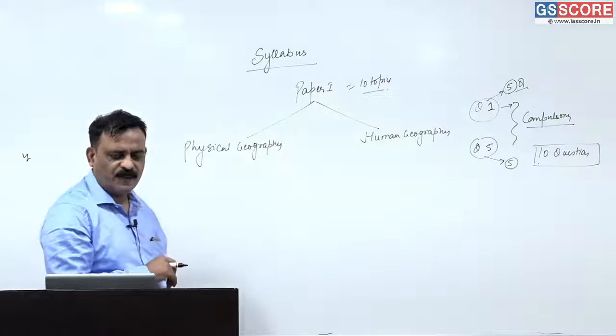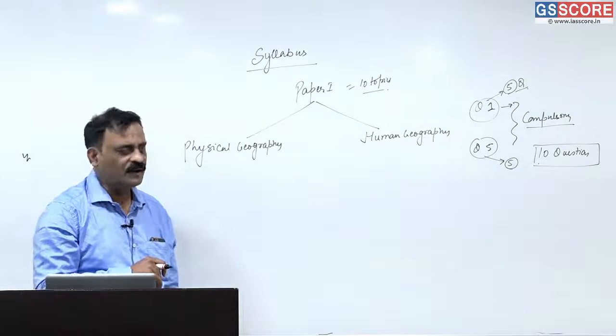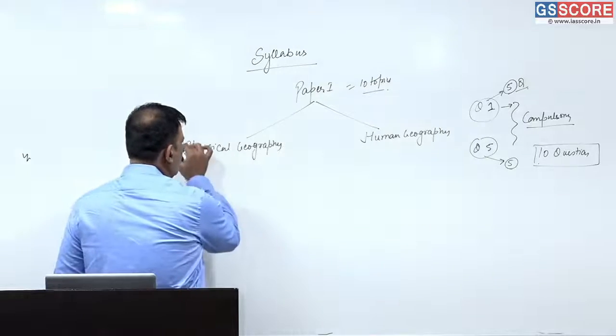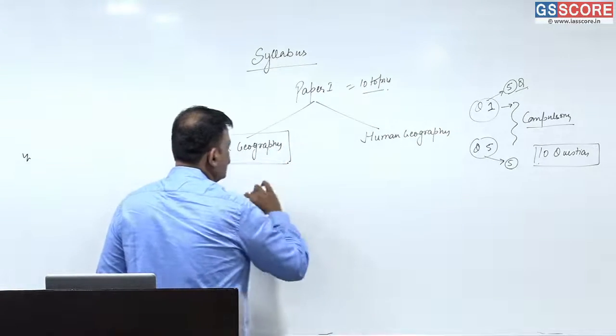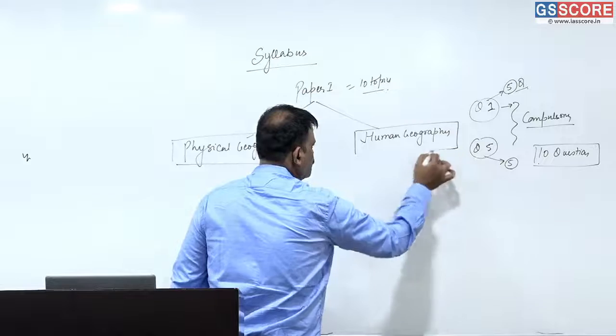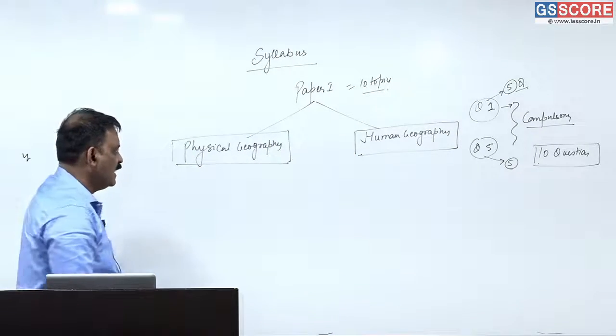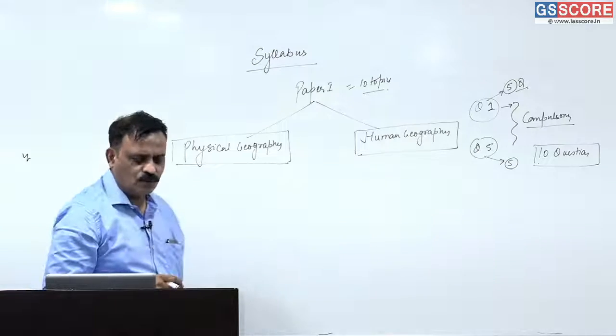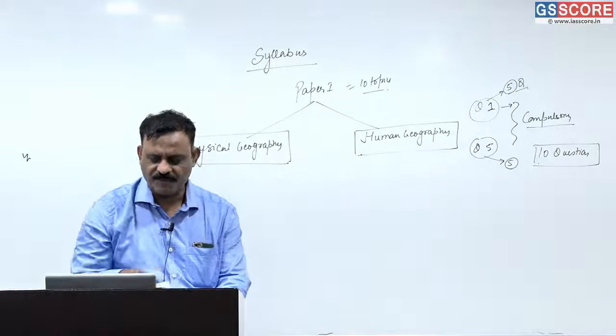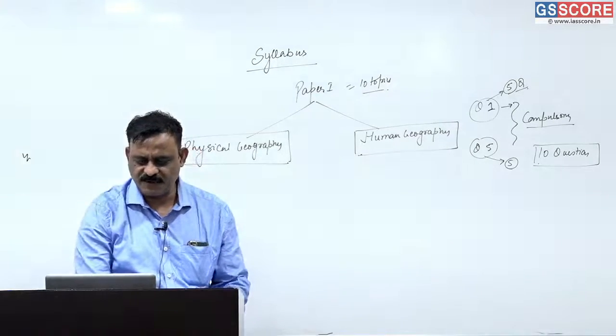So coming back to this paper 1, discussion on the paper 1. If you look to the paper 1, then you have two components, physical geography and human geography. These are the two components of your paper 1. And as far as physical geography is concerned, if you look to the syllabus of physical geography, I hope you guys are having a syllabus in your hand.